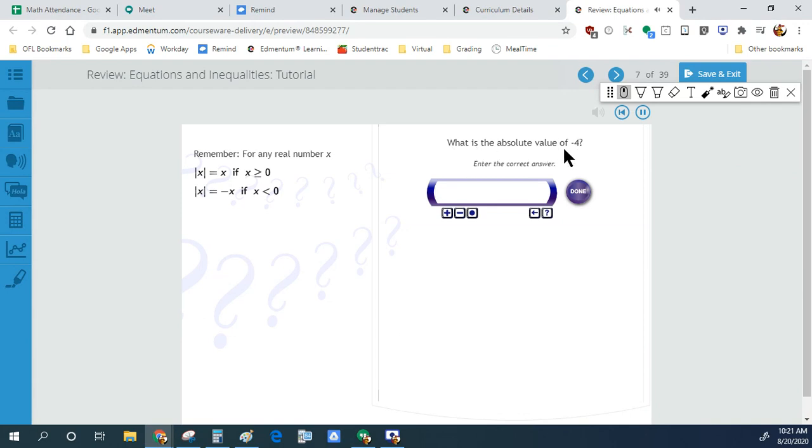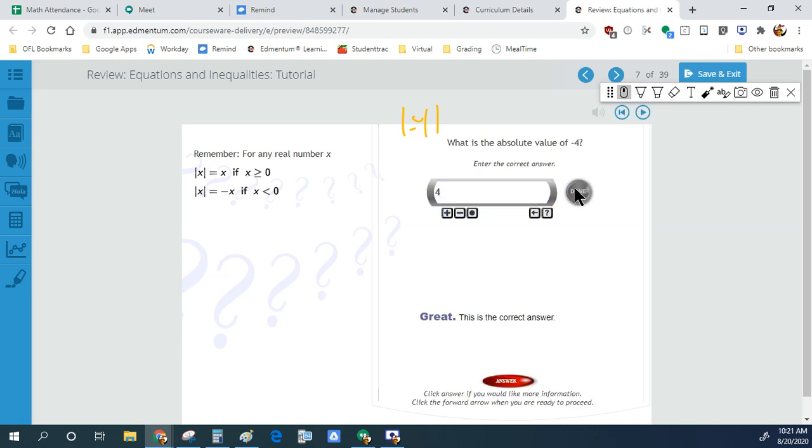So what is the absolute value of 4? Anyone just want to shout it out? What's the absolute value of 4? 4. Yeah, exactly. Absolute value means it cannot be negative. So our answer is just 4. Easy peasy.